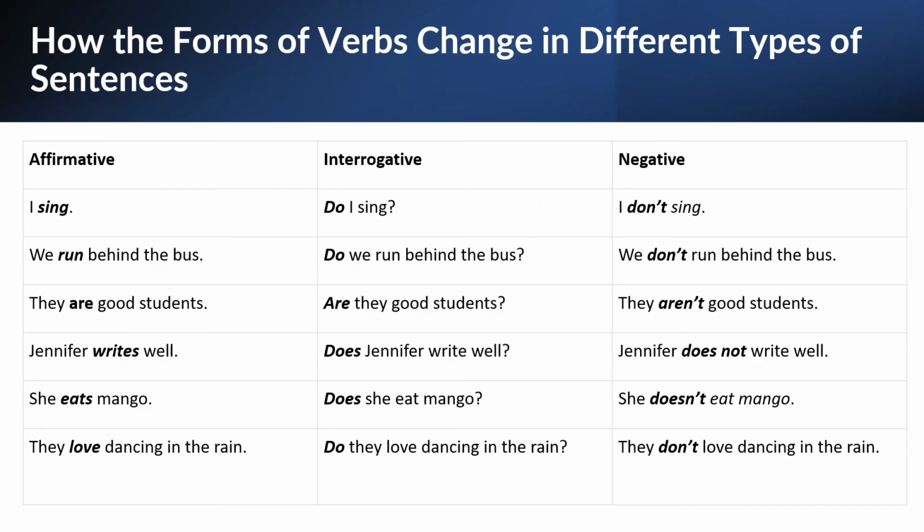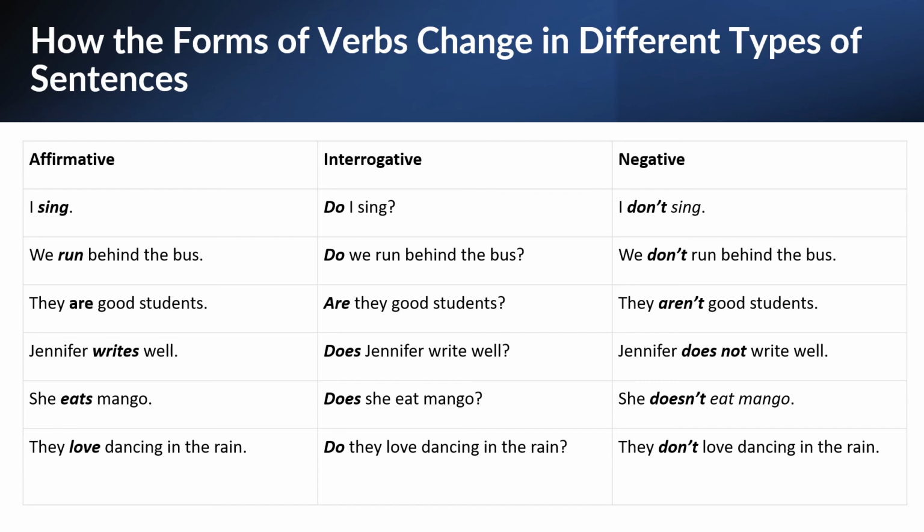Now let's see how the forms of verbs change in different types of sentences. Examples include I sing. Do I sing? I don't sing. We run behind the bus. Do we run behind the bus? We don't run behind the bus. They are good students. Are they good students? They are not good students.